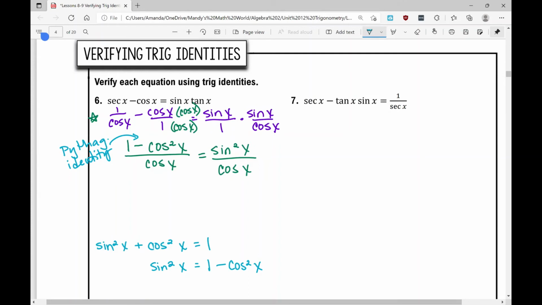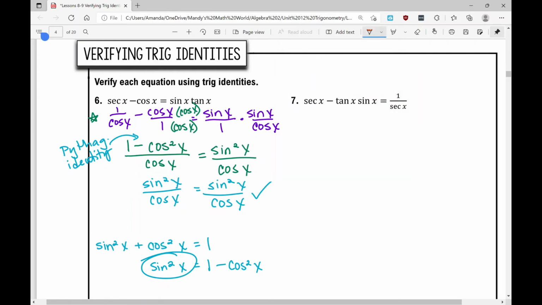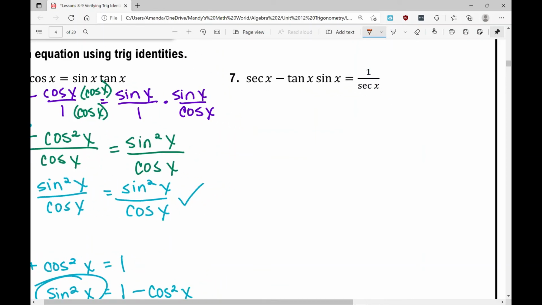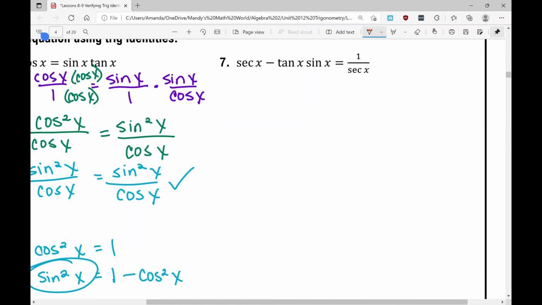This is a Pythagorean identity. 1 minus cosine squared x equals sine squared x. And boom, we've just proven it. What's on the left is equal to what's on the right. Let's move on to number 7. Rocking and rolling through these very long notes. Sorry about that. Lots of examples are kind of key with this particular concept when you're starting off.